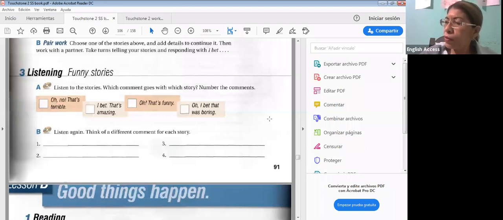Page 91. Okay, listen. 3. Listening. Funny stories. A. Listen to the stories. Which comment goes with which story? Number the comments.